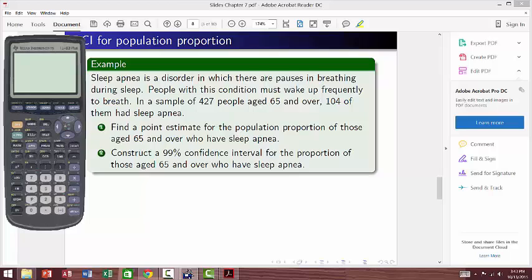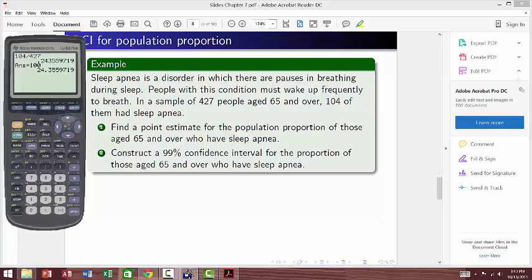So all I have to do is do this: 104 divided by 427. Okay, so what can I say? That approximately 24.35% of people age 65 and older, that's the proportion of people that suffer from this disorder. Not exactly a small number. All right, so then how do I construct a 99% confidence interval for the proportion of all people, not just sample people, of age 65 and over who have this disorder?